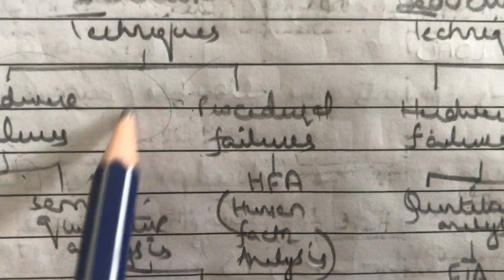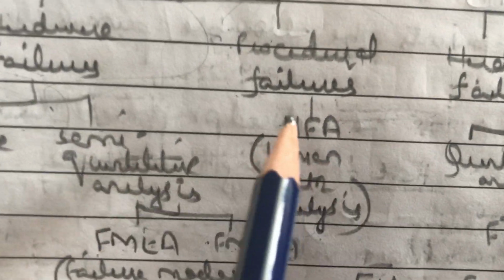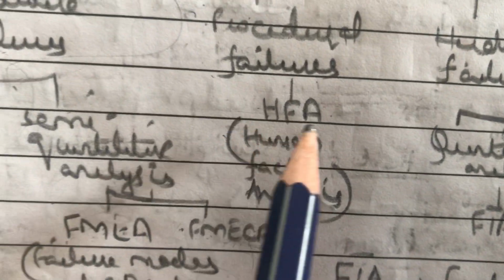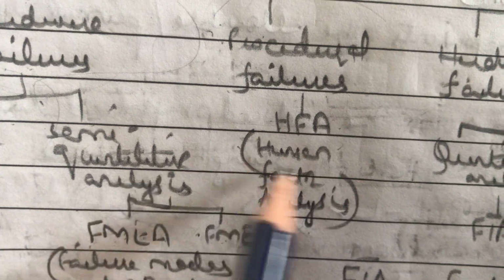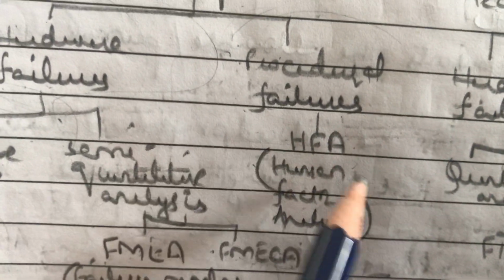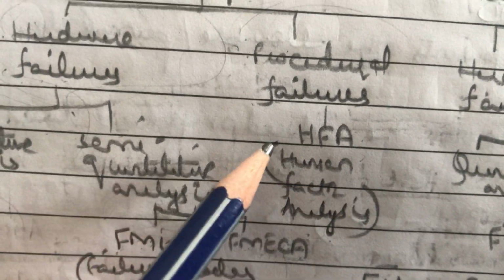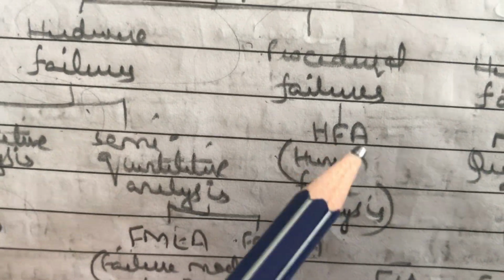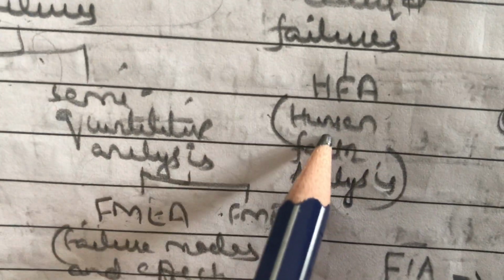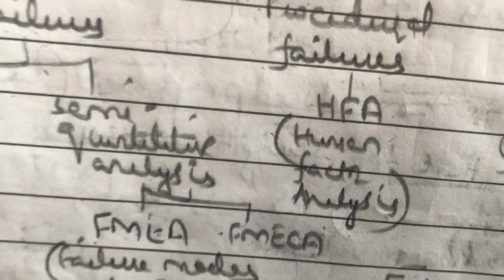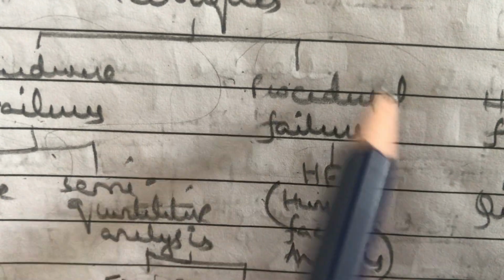And what do we have in the procedural failures? In procedural failures we have HFA, and HFA stands for human factor analysis. These are the failures that are due to the human. Obviously when a human is doing something, is designing something, there must be some human errors and human mistakes. There is a possibility of mistakes being made by the human. So that is the human factor analysis, HFA, that comes in procedural failures.